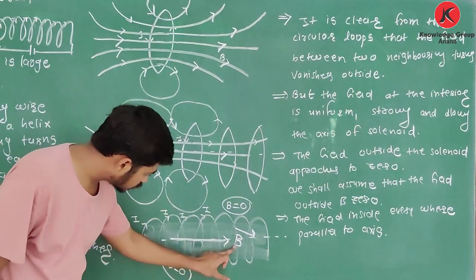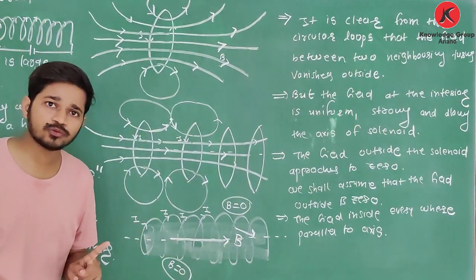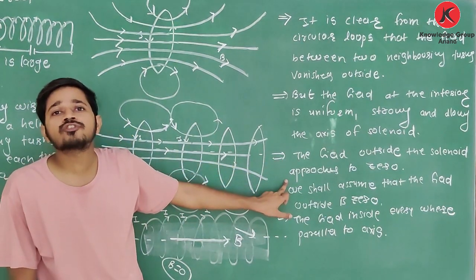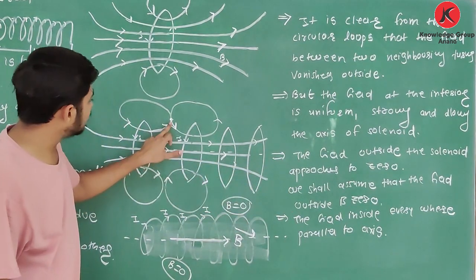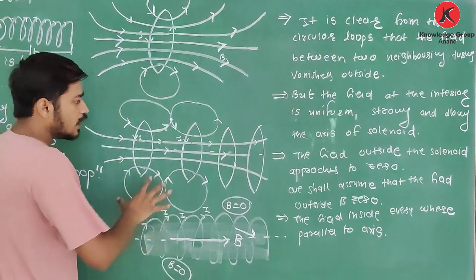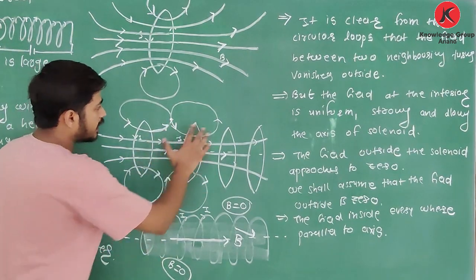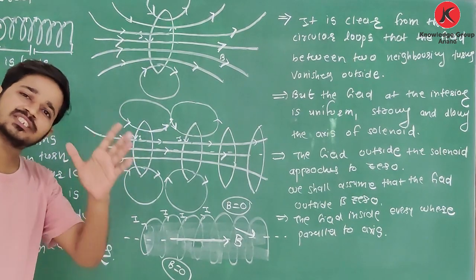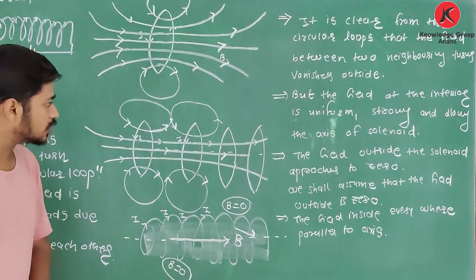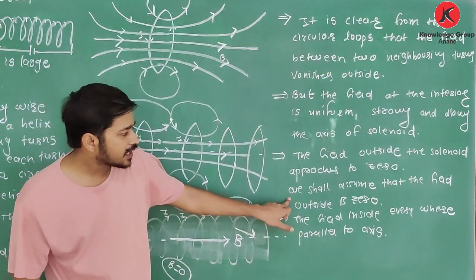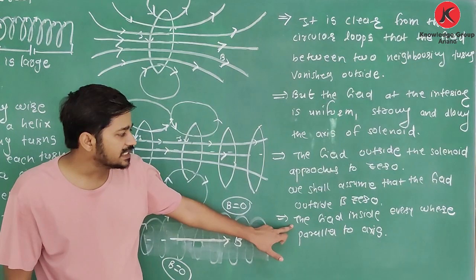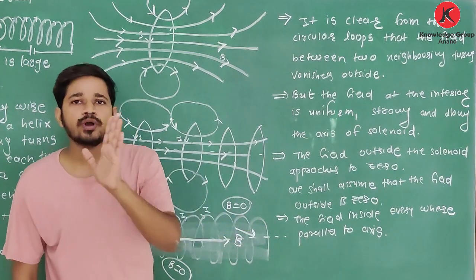See, this is the axis of the solenoid. Clear about this? The field outside the solenoid approaches 0, exactly at this point it is 0. Actually, for a finite solenoid, there is some value of magnetic field outside. But in this chapter, in our syllabus, we assume that the field outside is 0. The field inside is everywhere parallel to the axis.